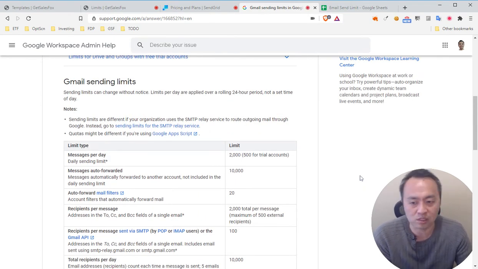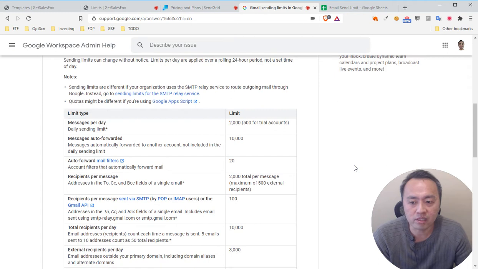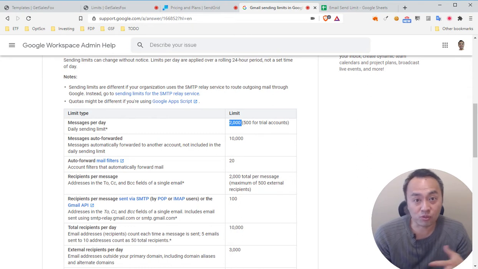So, for example, if you use G Suite, Gmail is a free one. G Suite is the business one that you pay for. Your daily email send limit per account basically is 2,000 per day. So in a month, that's 60,000 emails. Now, a trial account is considered anything, the free trial that they give you during the first 14 days or something like that, or if your billing threshold has not hit 3 months yet. So if you have a trial account, your send limit during that period is only 500.